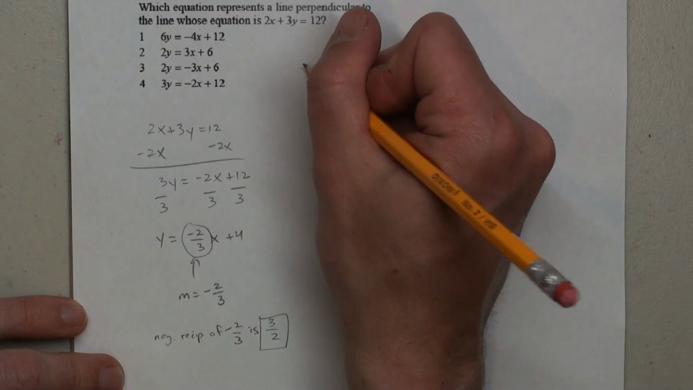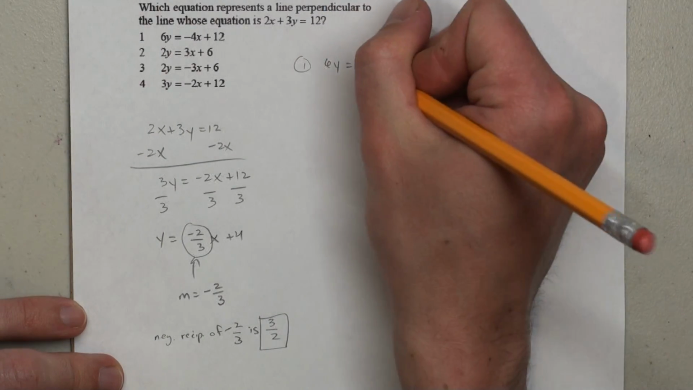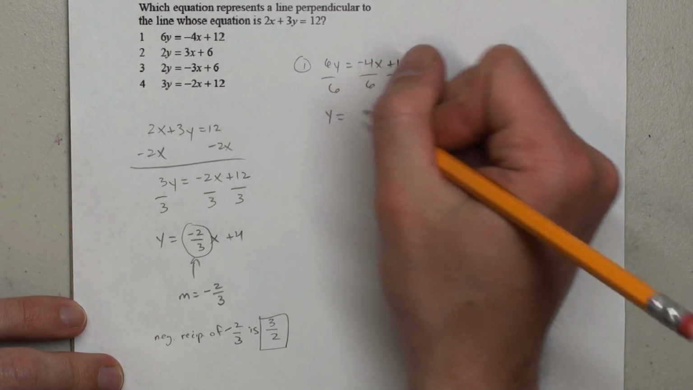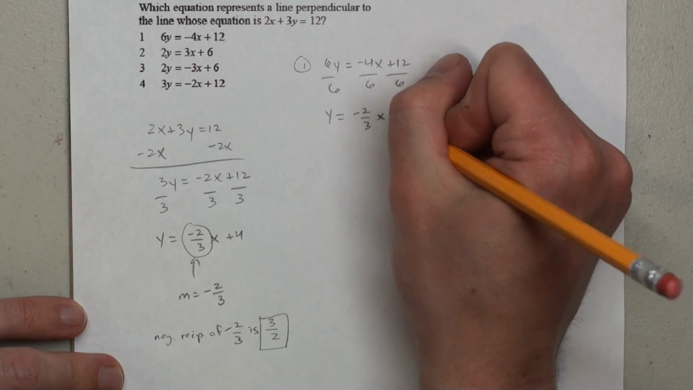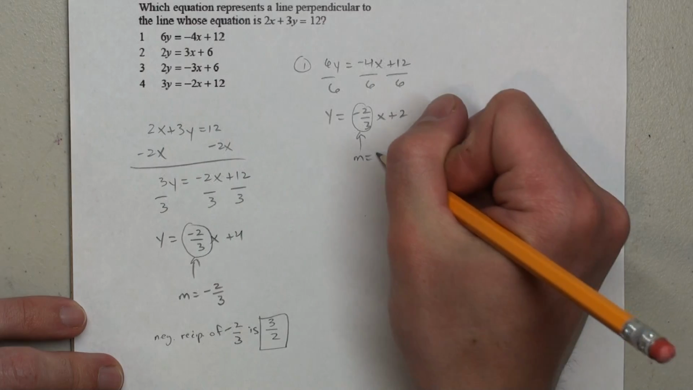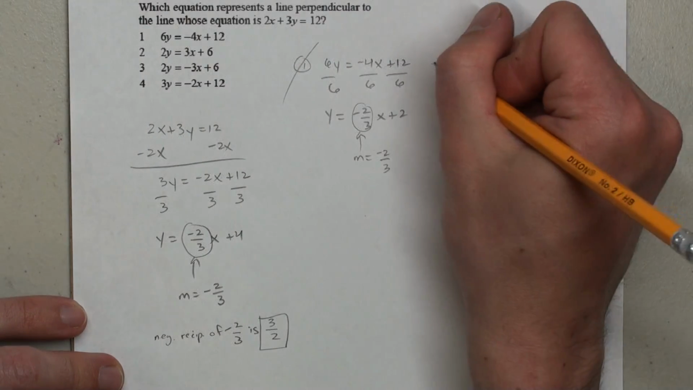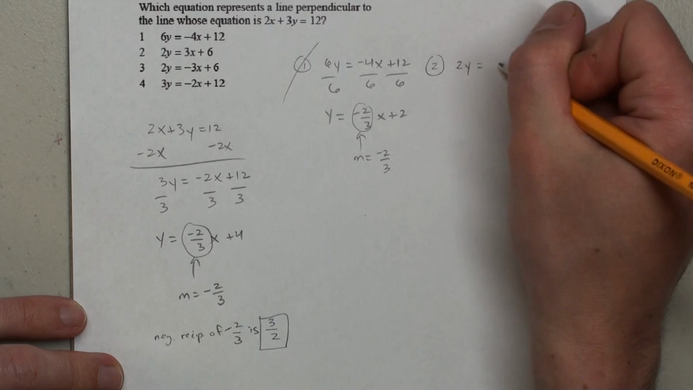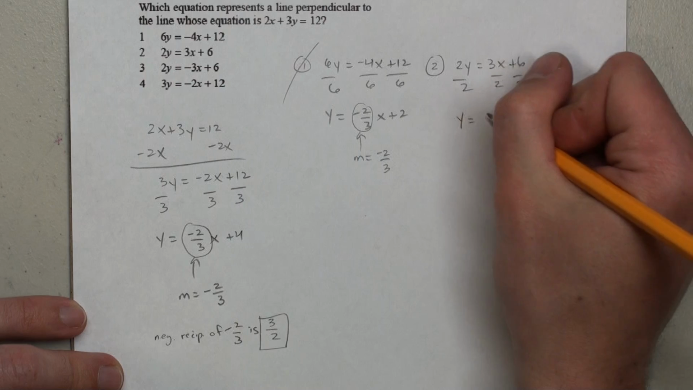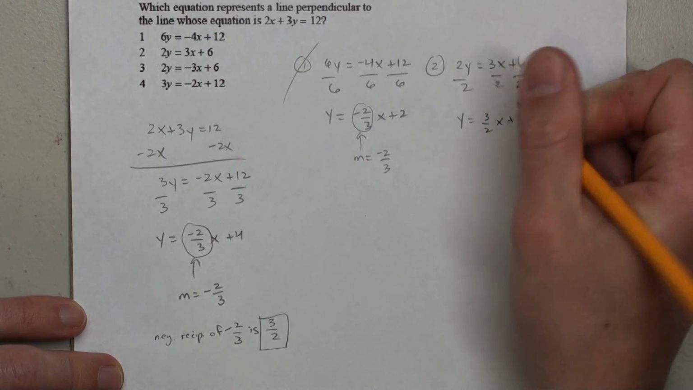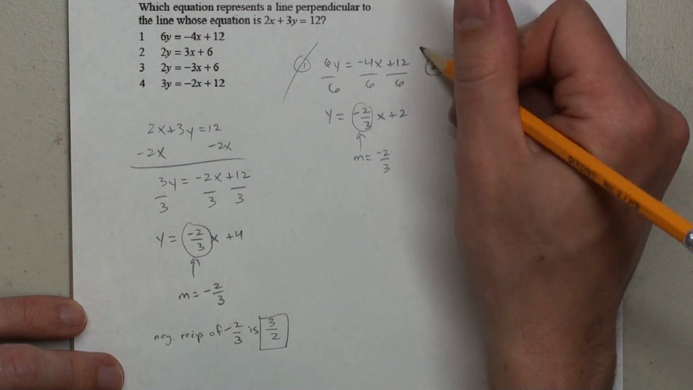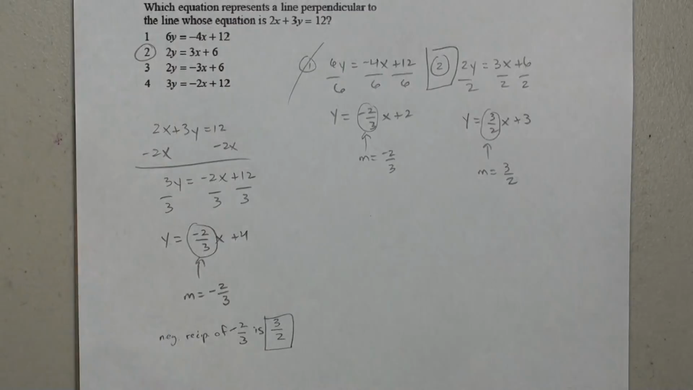Okay? Let's look at choice 1. 6y equals negative 4x plus 12, divided by 6. Y equals negative 2/3 x plus 2. So my m is negative 2/3, so it's not that one. Let's look at choice 2. 2y equals 3x plus 6. I'm dividing by 2. There it is. My m is 3/2. It's choice 2. Okay?